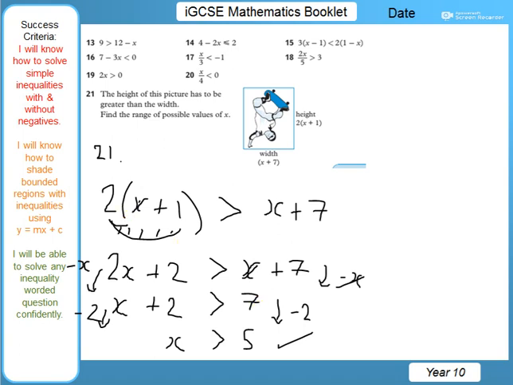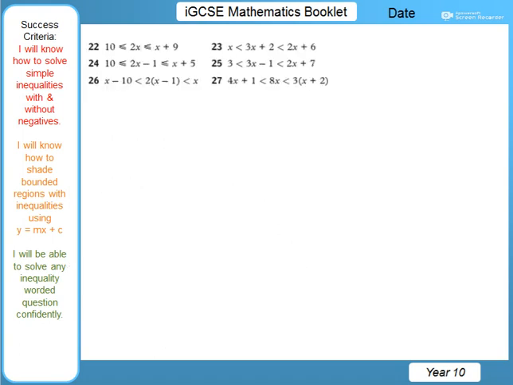Okay, so our final slide for today is to look at combined inequalities. What that means is when you have two inequalities in the question. So if we look at question 22, we've got a less than or equal symbol and a less than or equal symbol. So the best way to approach these is to treat it as two separate inequalities and then combine the answers at the end.